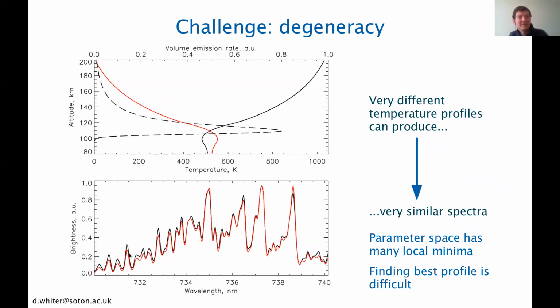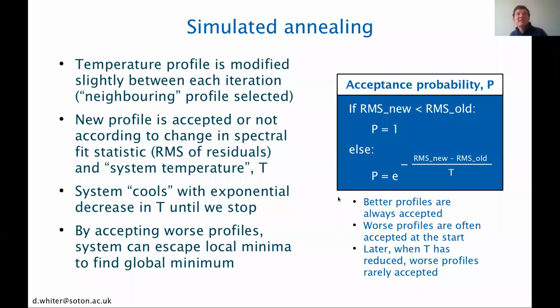So in this case, these two different profiles give similar spectra. Another way of looking at that is to think of the parameter space, which is defined by the temperature profiles, as having many local minima, i.e. many different temperature profiles will fit the data. We want to find the true profile, the best fitting profile, which is the global minimum. So we don't want one of these local minima, we want the global minimum. And to do that, we use a technique called simulated annealing.